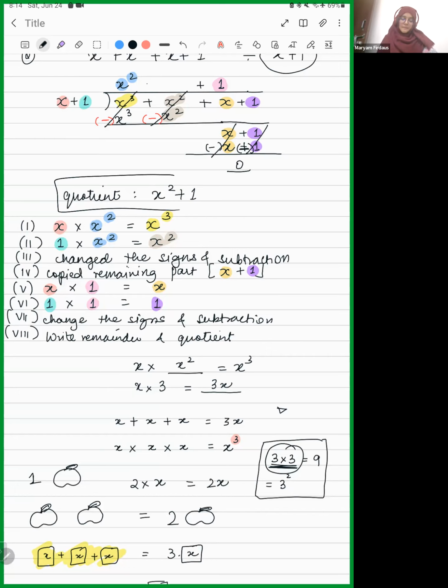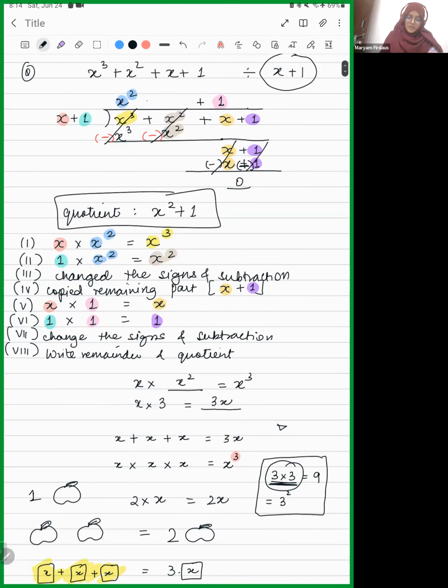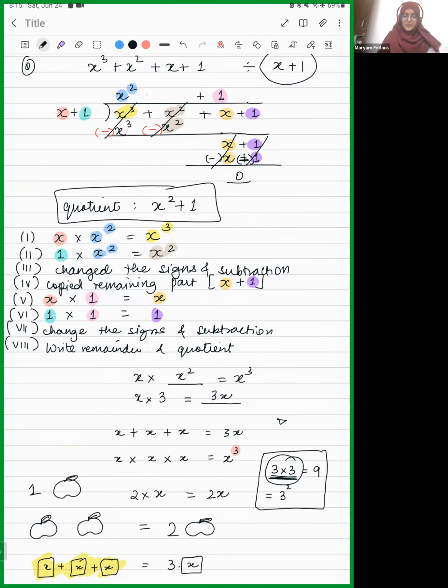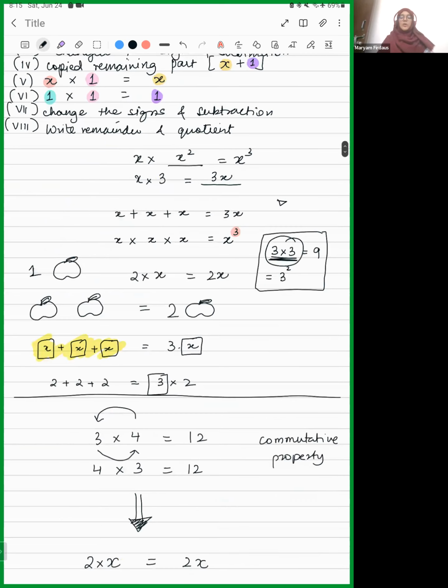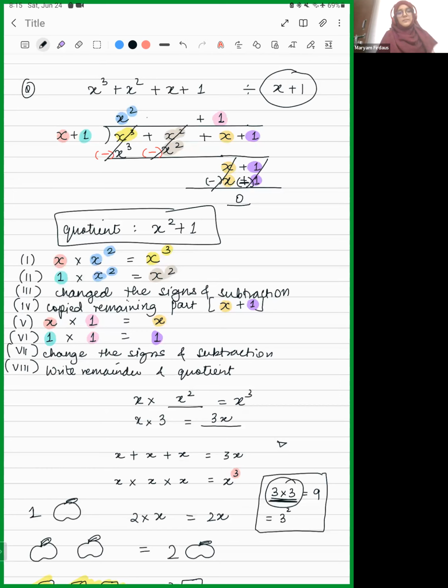If you want, you can take a screenshot of this step-by-step process so that it becomes easier for you to refer back whenever you are looking at how to do it. Okay. So is it clear now? Is your doubt cleared? Yes, ma'am. Okay, good.